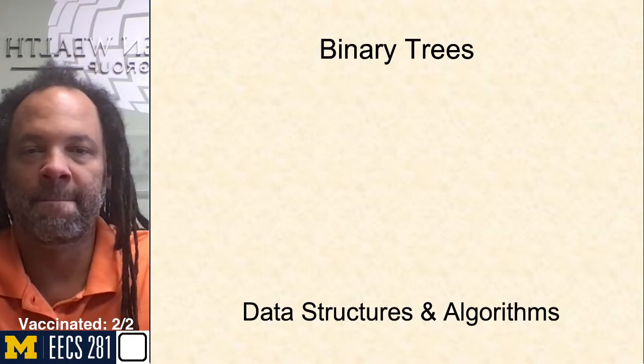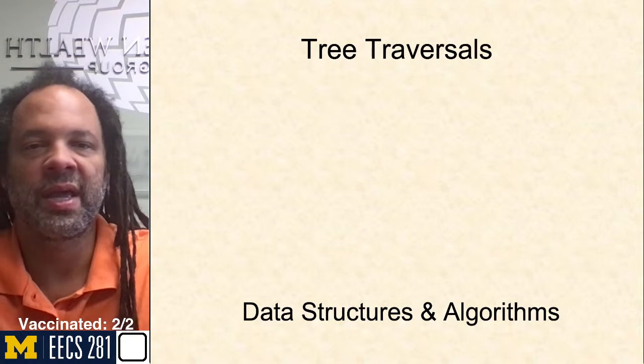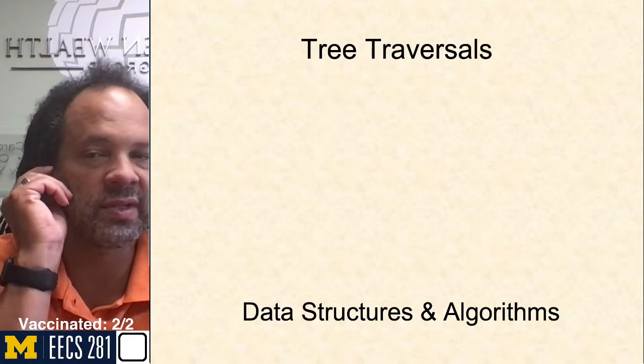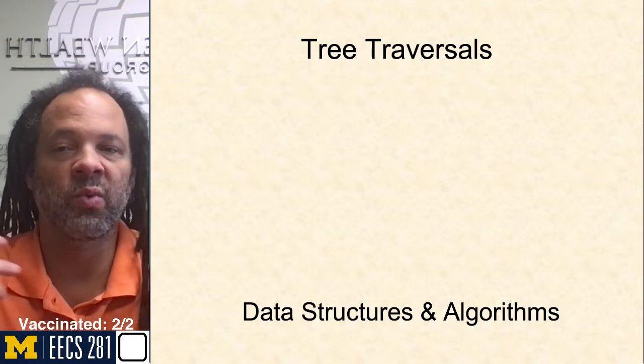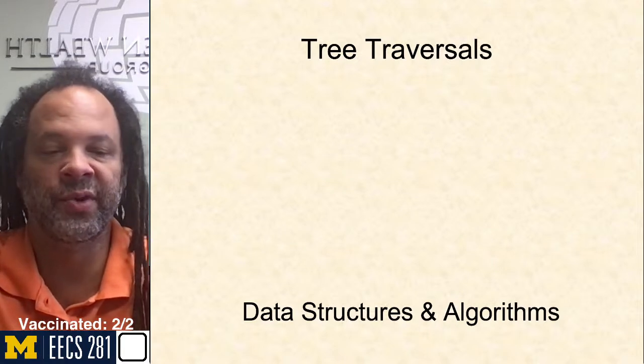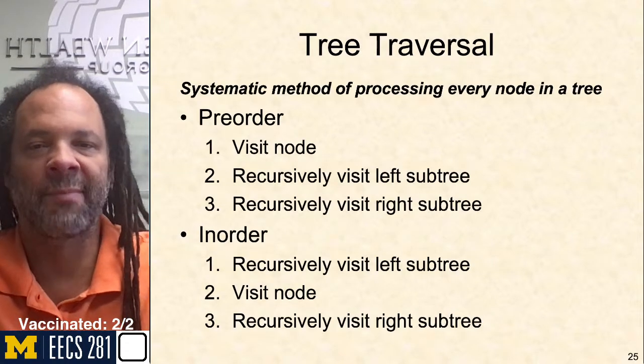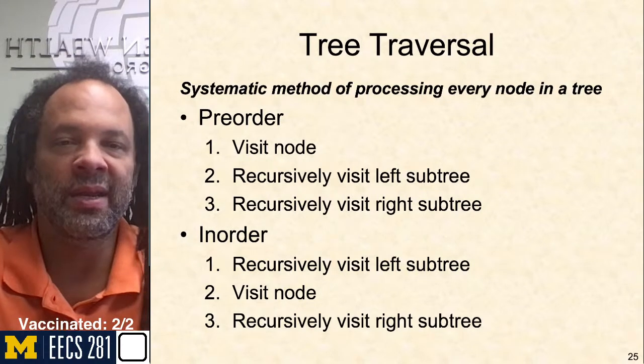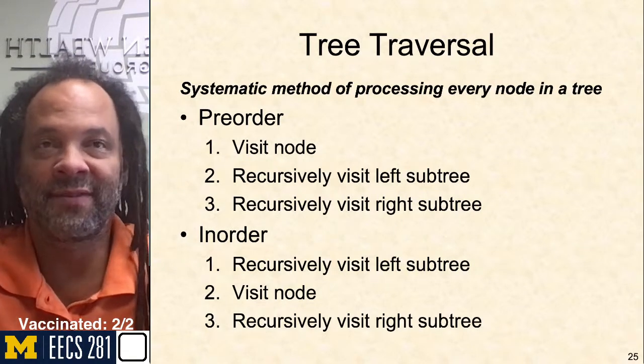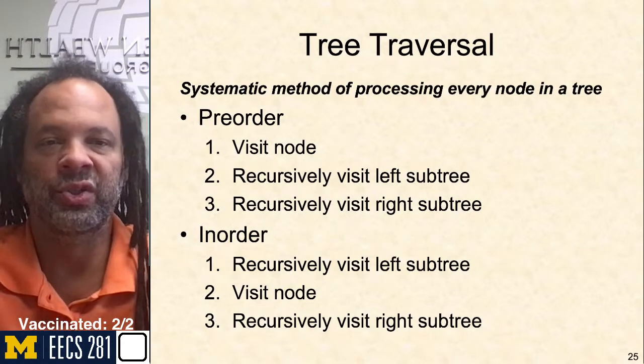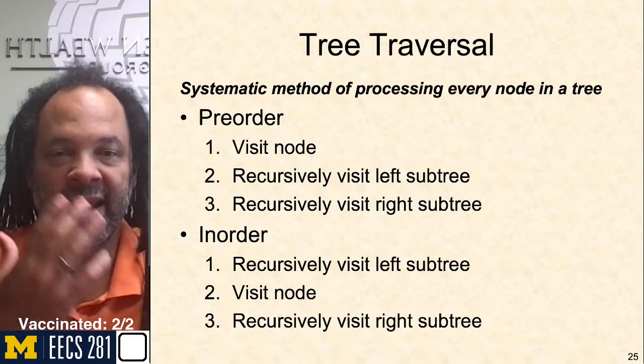All right, that's our binary tree. Let's talk about tree traversals now. Tree traversal is one where you process the nodes in a tree. And by processing a node, I mean, we would also call it visiting a node. It allows you to do something with the data that's in that node.